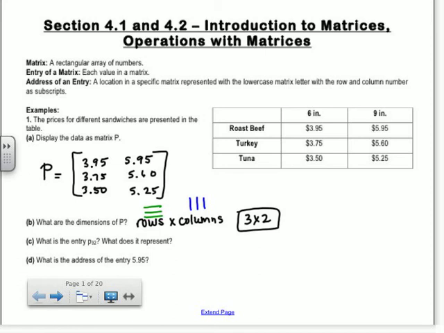C, what is the entry in P32? This still goes with rows and then columns. So it's asking what's in the third row, second column. Go down to the third row: 1, 2, 3. Go to the second column, 1, 2. It's that number right there, 5.25. And what did that represent in our original table? The price of a 9-inch tuna sandwich, right?